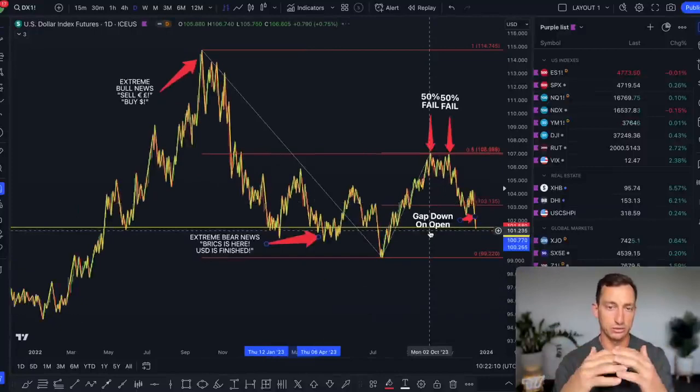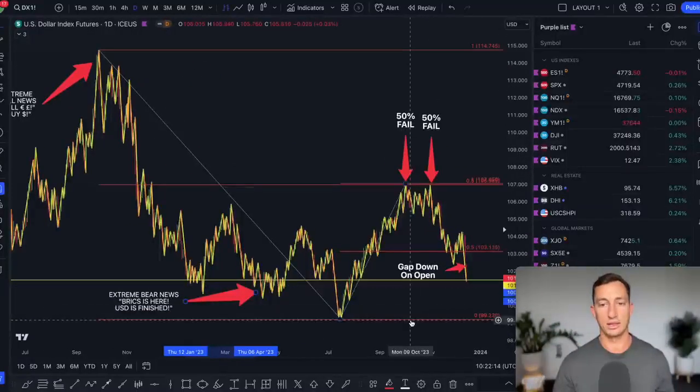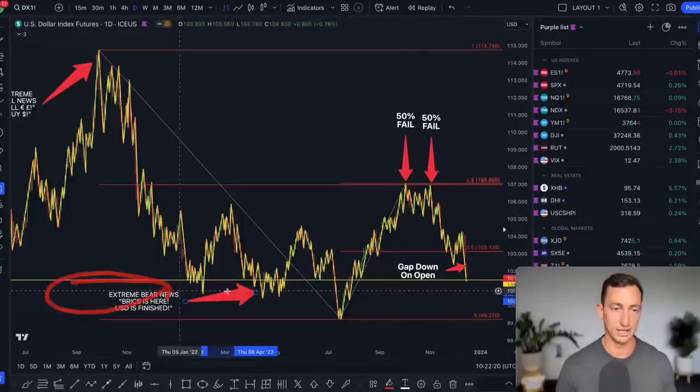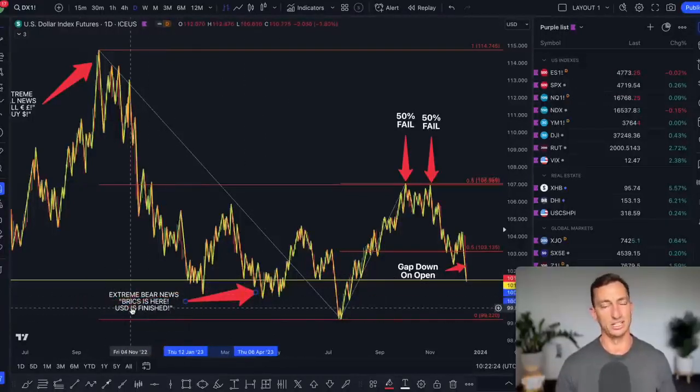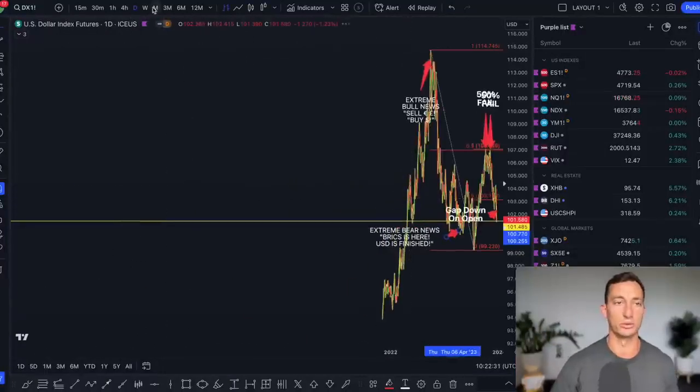So I'm expecting further downside on the US dollar, and of course, the news and the media headlines and all that sort of stuff to continue going on about whatever bearish narrative they have. At the last bottom here in April, they were talking about BRICS is here, the US dollar's finished, and basically get out of the US dollar, it's all over. But essentially, this is typically what happens every single cycle.